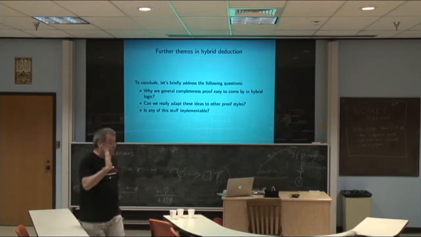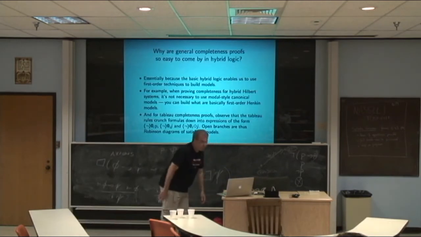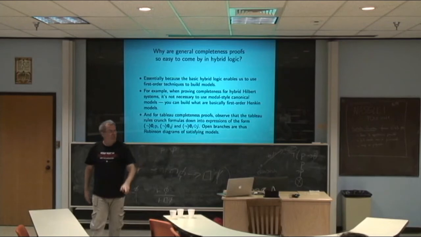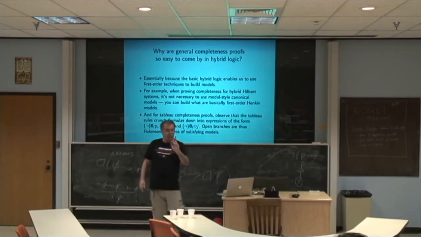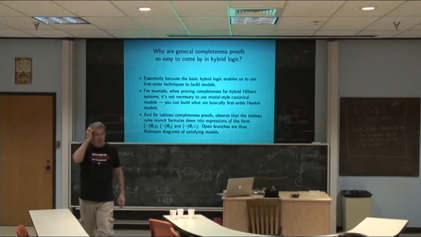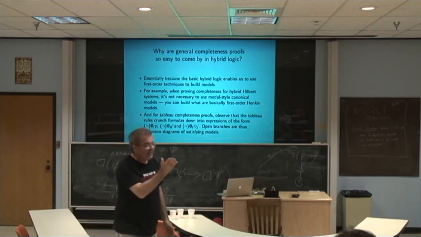But there's something else that needs to be said. And this brings me back to your question. You're asking, don't we need to guarantee somehow that every point has a name or something like that? And the intuition is correct.